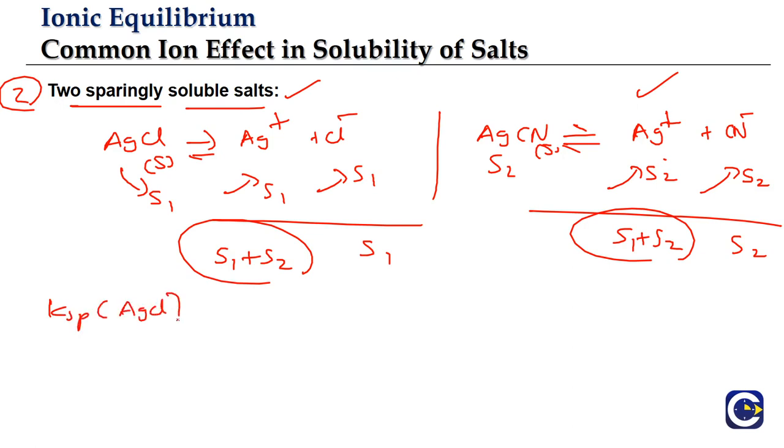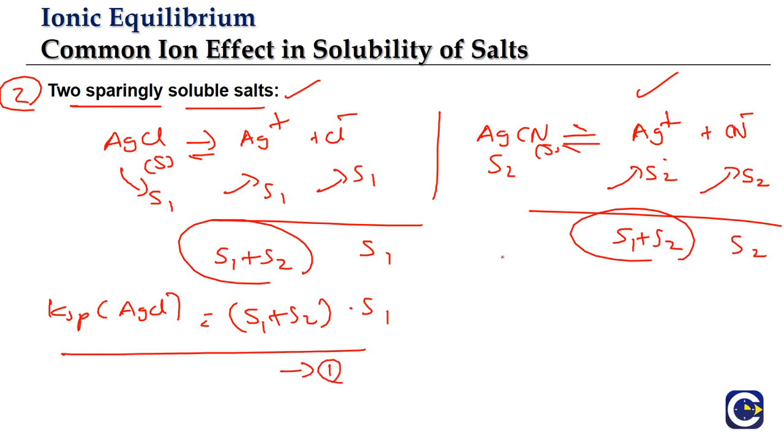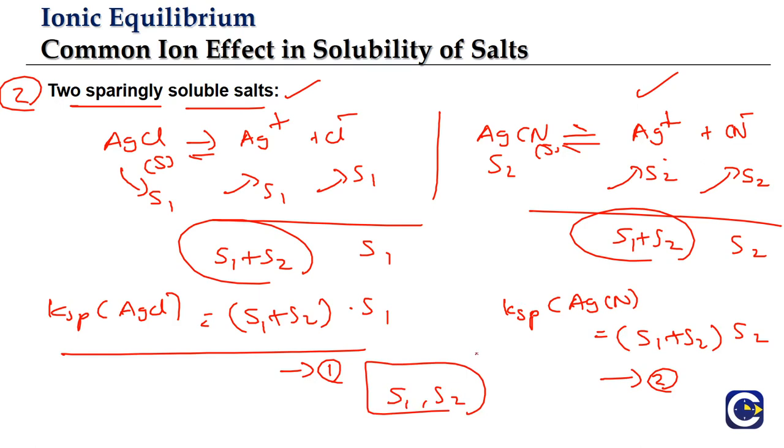So for AgCl, the Ksp will be equal to the Ag plus ion concentration, which is S1 plus S2, into the Cl minus concentration, S1. This is equation 1. The Ksp value for silver cyanide will be the Ag plus concentration into the cyanide ion concentration, which is S1 plus S2 into S2. This is equation 2. Here we have two unknown variables, S1 and S2. By solving these two equations, with the Ksp values given to us, we will be able to find S1 and S2, which are the molar solubilities of both these salts, silver chloride and silver cyanide.